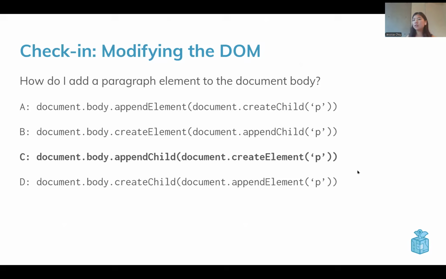It's C. Okay, so the reason is because, first of all, we know that the parent is gonna be the body. So we're gonna do document.body. If you remember, the function we use is appendChild, not append element. Okay, so we do appendChild, and then we want to create a new element. So inside here, we do document.createElement, and we want it to be a p tag, so we do p. Okay, hope that makes sense.